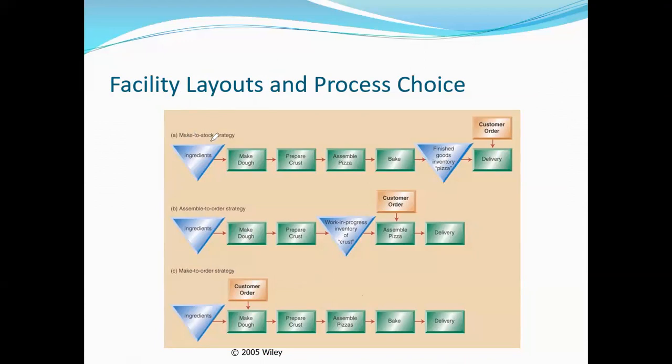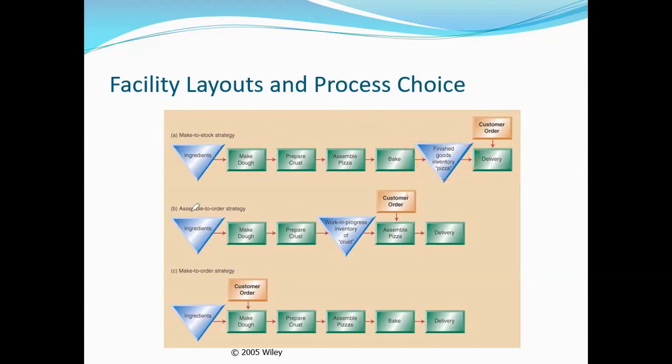For example, the make to stock strategy is we make something and then we put it in the inventory and then we sell it, right? So the customer order is actually here. We make first and then we put it in inventory and then you buy it. So this is the pizza, okay? Actually the frozen pizza, okay?